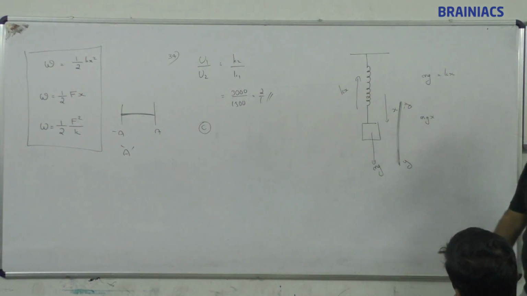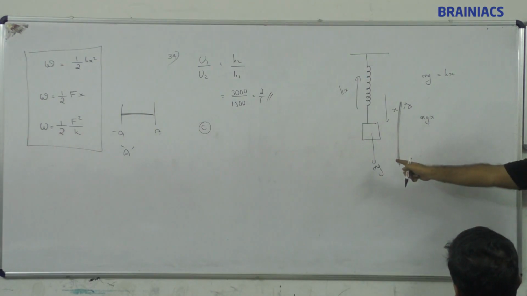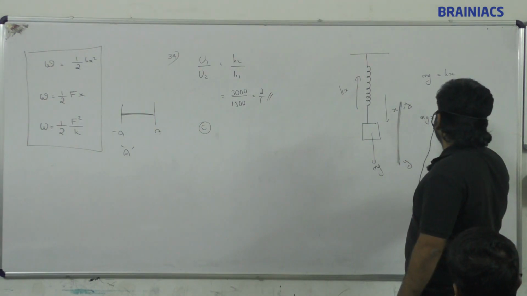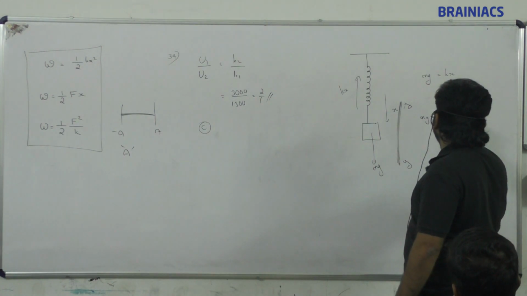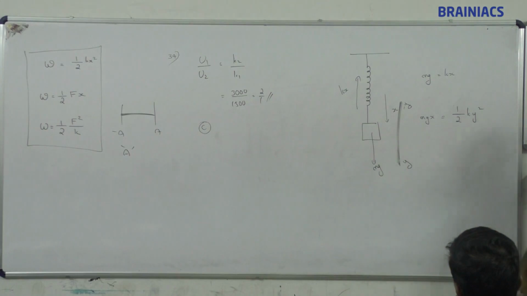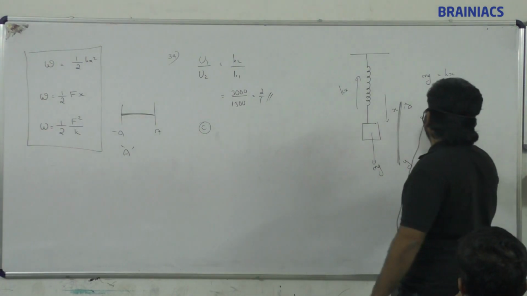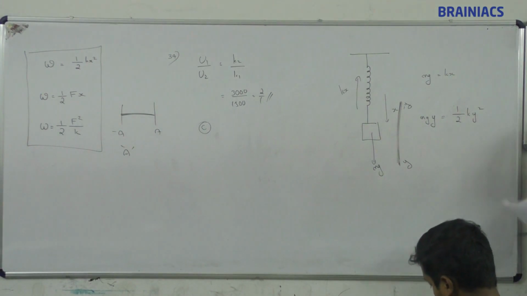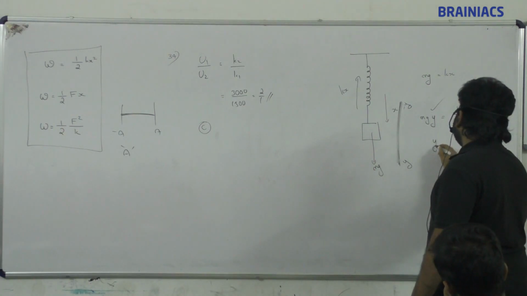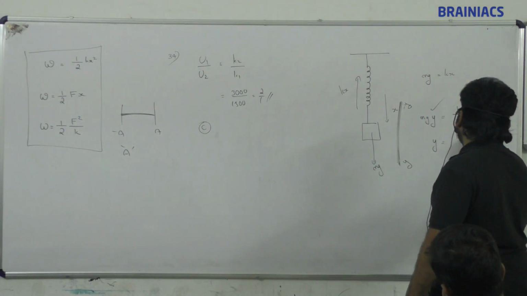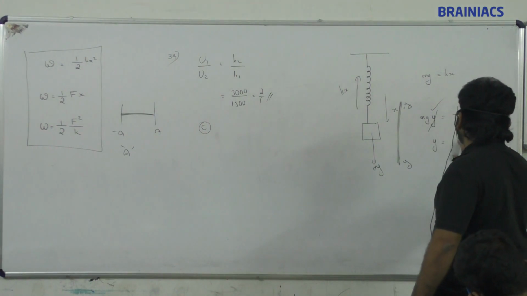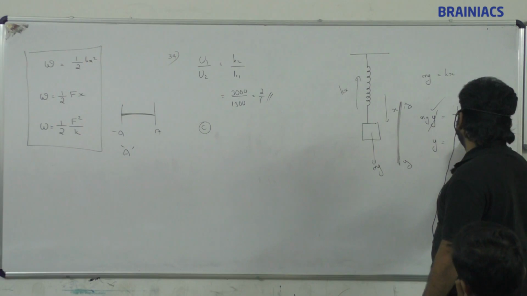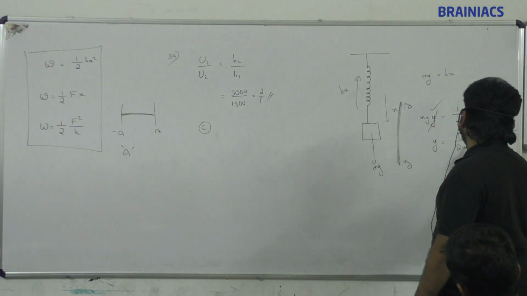On the other side, how much will be the force? Extension will be what? y. So this is going to be what? mgy is equal to half k y square. Now, what is given in the option? What they are asking is the maximum stretching in this case, which is actually y. So y is equal to what? k y square, and y here will be cancelled off, so this is going to be k divided by 2 mg.